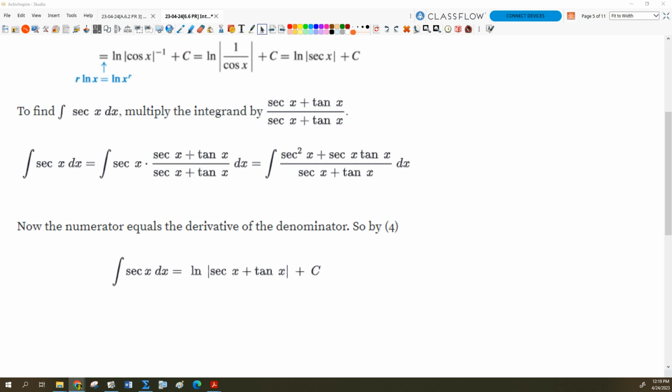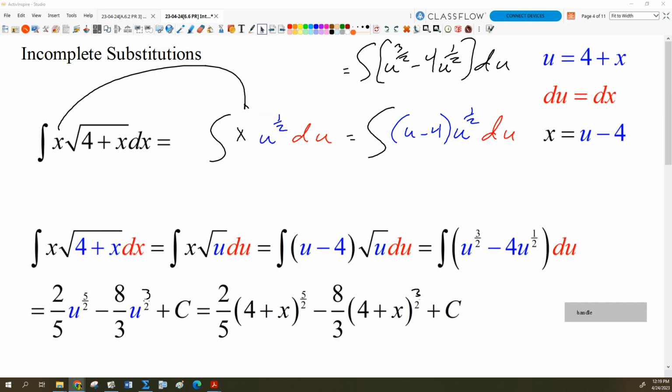We get secant squared x plus secant x tangent x. Those just happen to be the derivatives of secant x and tangent x, right? So that's a really tricky step, but that's how you would do the proof. This is one where you would just multiply secant x by 1 in that form. But when all the dust settles, smoke clears, this is what you're left with. Okay.